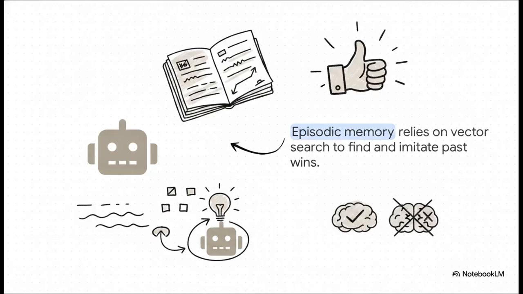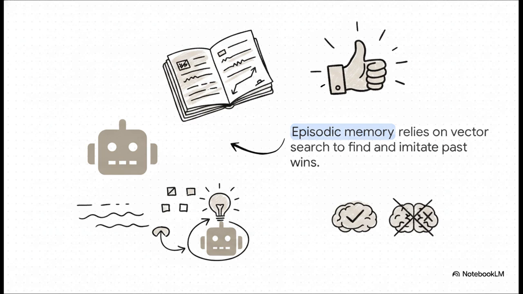Then we have episodic memory. You can think of this as the personal notebook of a highly skilled on-call engineer. Instead of storing flat facts, the agent stores its past experiences and successful outputs. When a new, similar problem pops up, it runs a vector search to find the closest past win and injects it into the prompt as a few-shot example. It essentially learns to imitate its own past successes.